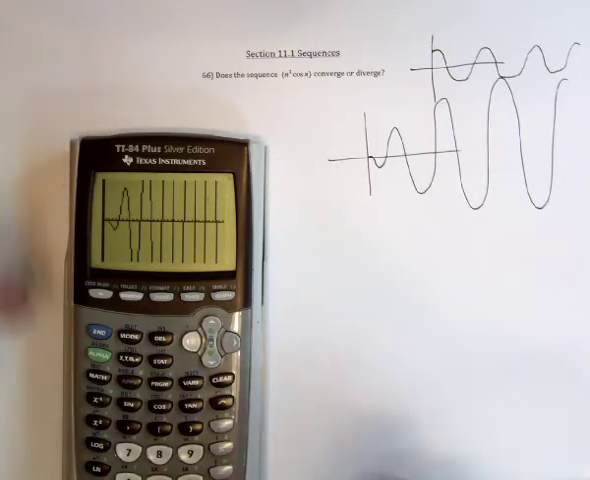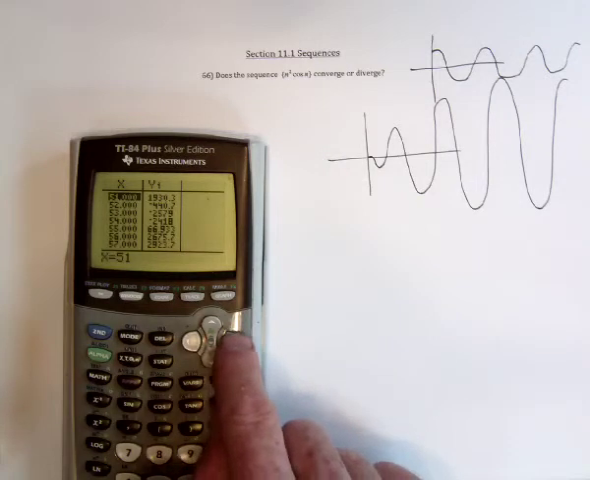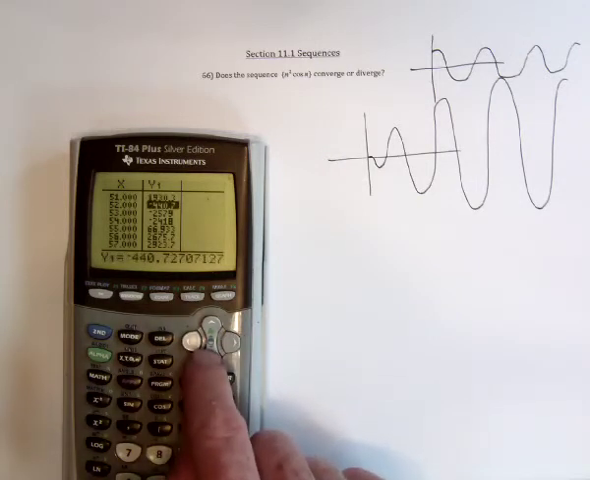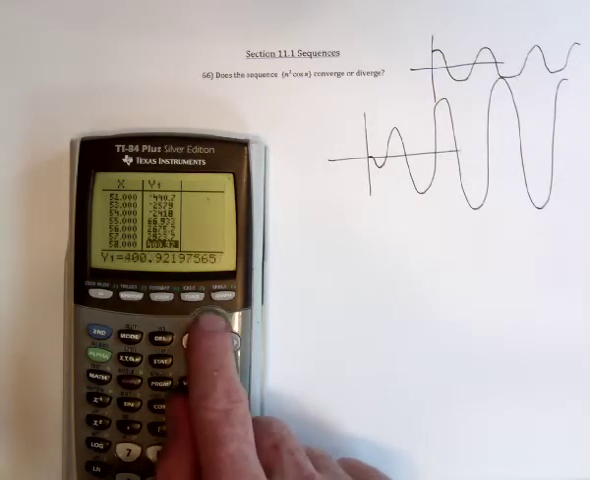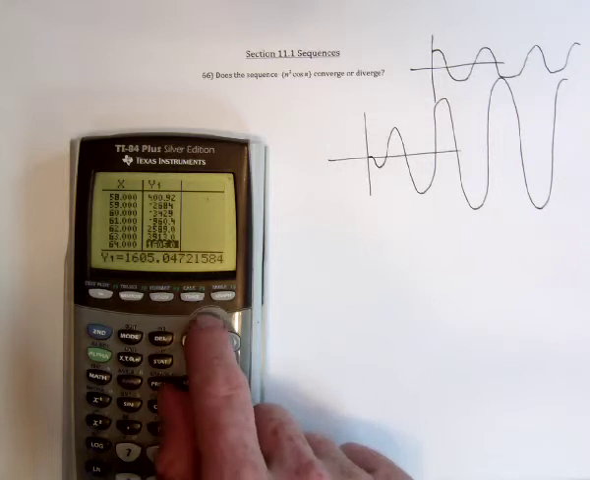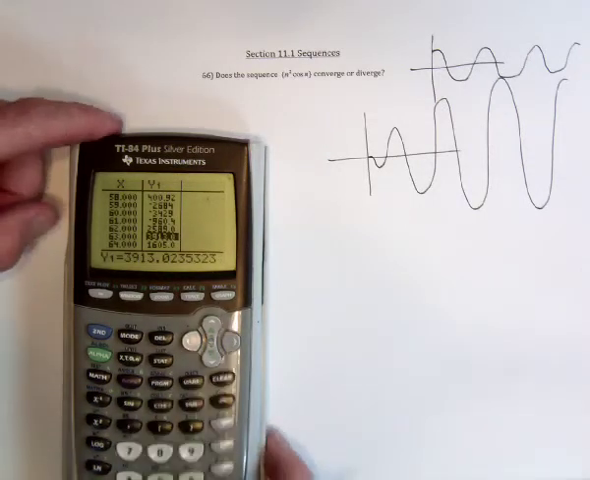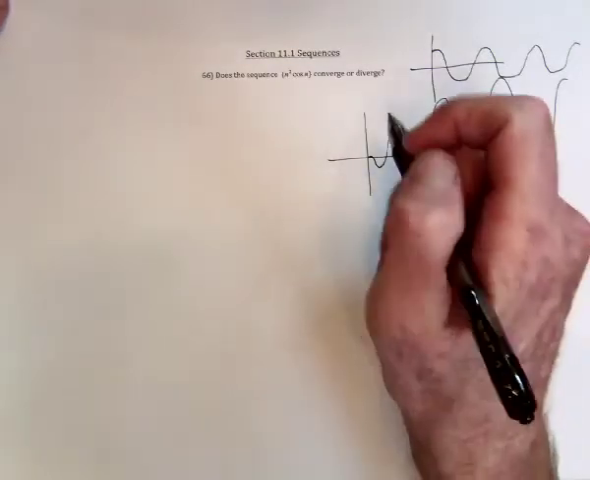So this diverges. You could also look at the table of values and see that, so it bounces to the negative. Here it bounces to negative 2500, and then it bounces to positive almost 3000, and then it bounces to negative hundreds, and then to positive almost 4000. It's bouncing all around. So this definitely diverges.